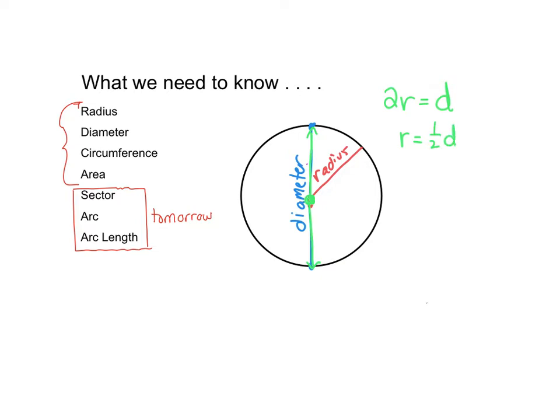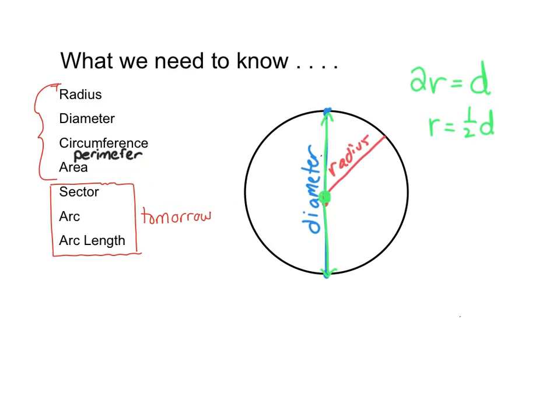Now, the two formulas that we're going to work with today are the formula for circumference and area. Circumference is what we would call perimeter on a polygon. In a circle, we call it circumference. The formula for circumference is pi times diameter.